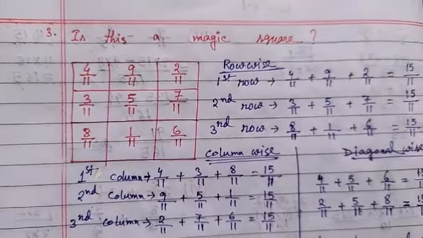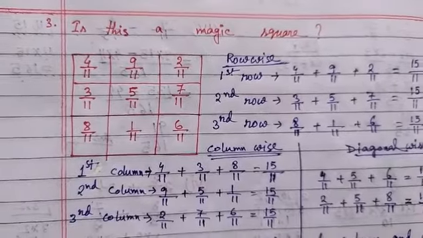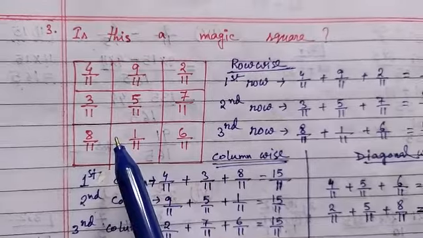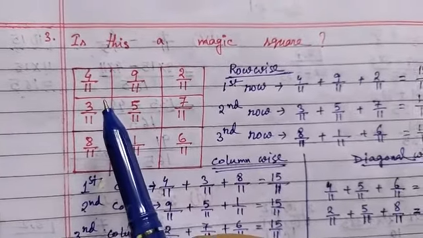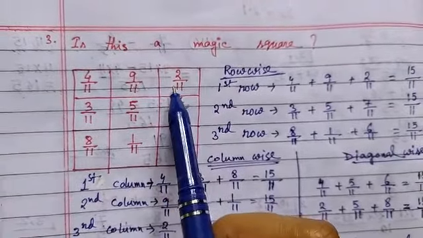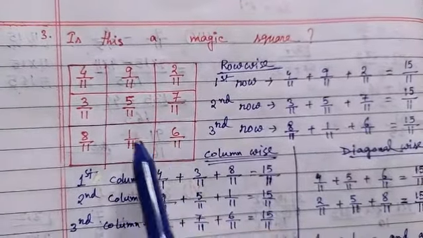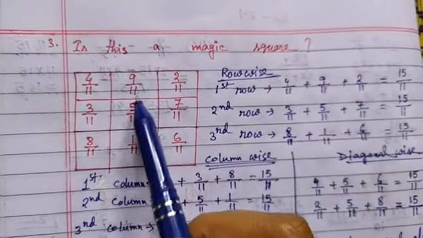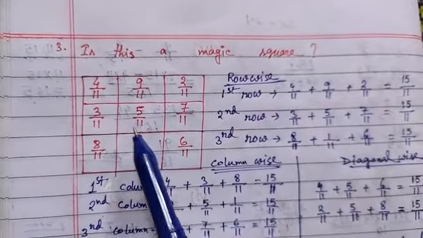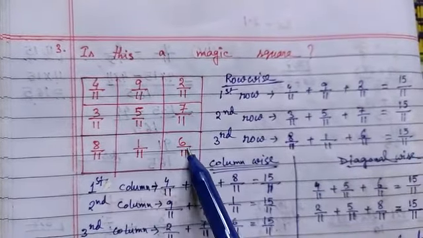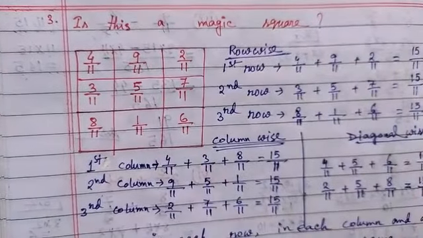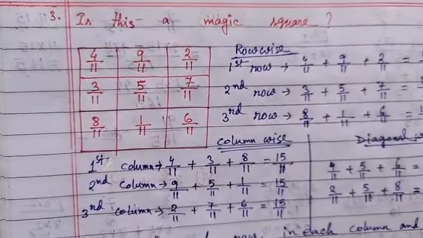Now question number 3. Is this a magic square? Here in the box 9 fractions are given. Now magic square means the sum of each row, that means this one is the first row, this is the second row, this is the third row, each column, this is the first column, second column, third column, and each diagonal, this is the first diagonal, this is the second diagonal, is the same. The sum will be the same. That is a magic square.